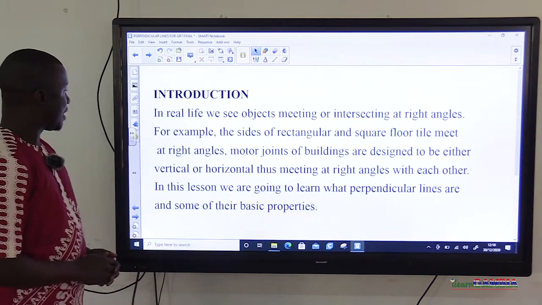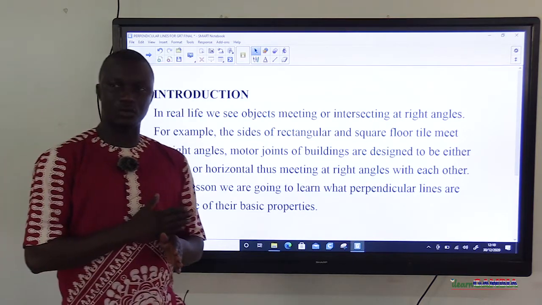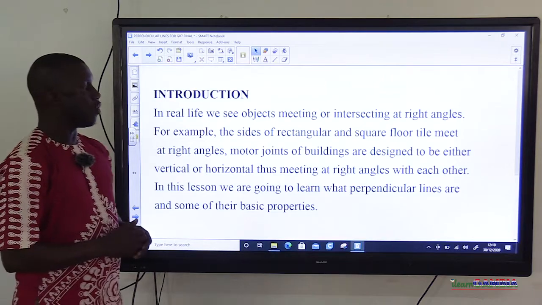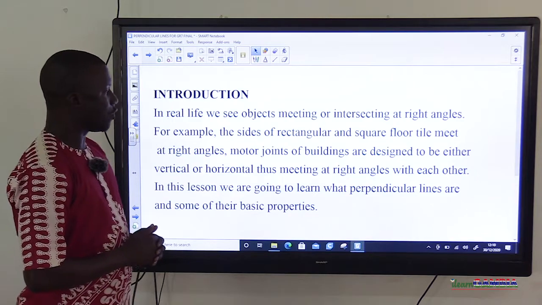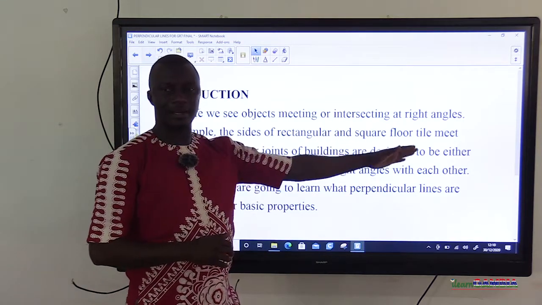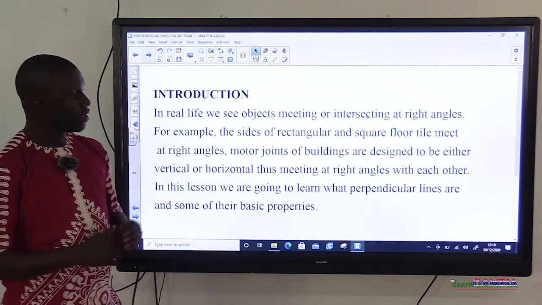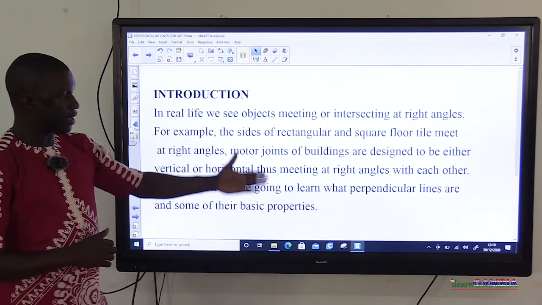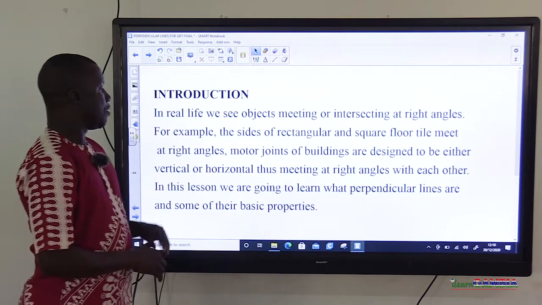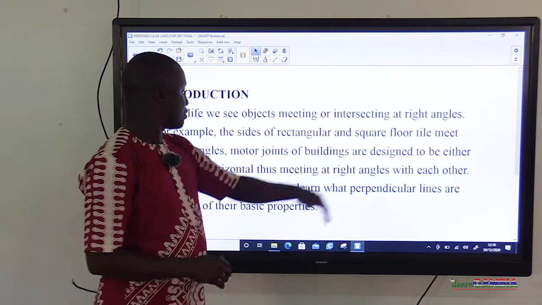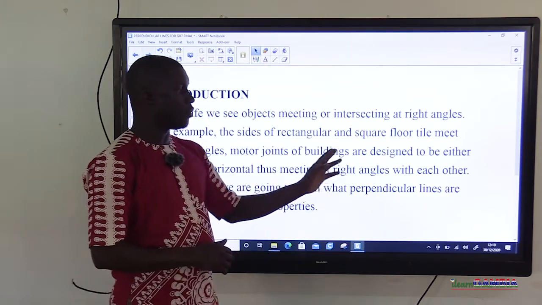So, our introduction to our lesson here: in real life, we see objects meeting or intersecting at right angles. For example, the sides of a rectangular and square floor tile meet at right angles. Mortar joints in buildings are designed to be either vertical or horizontal, thus meeting at right angles with each other.